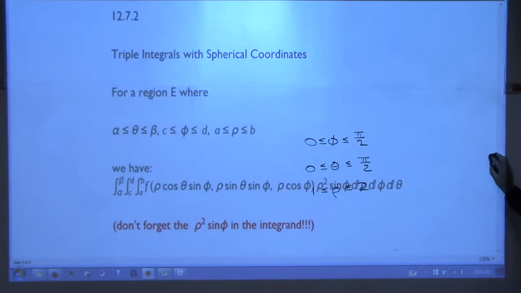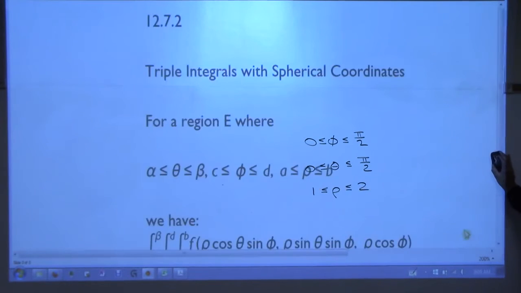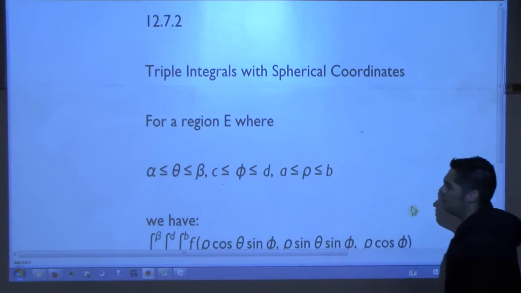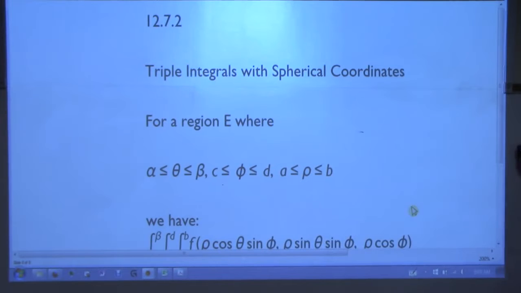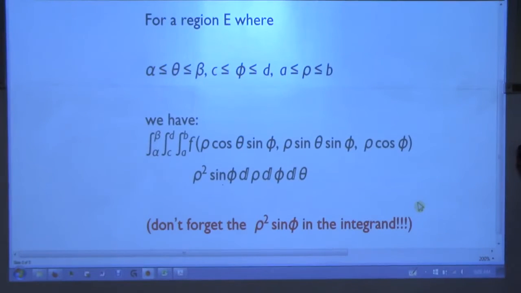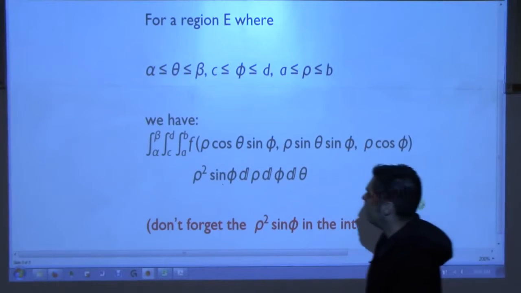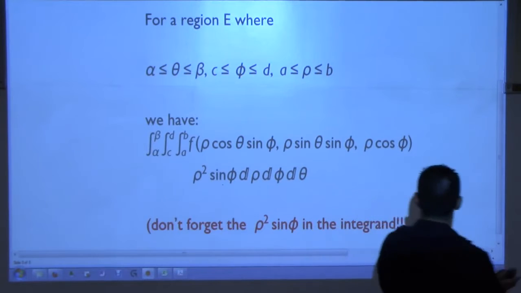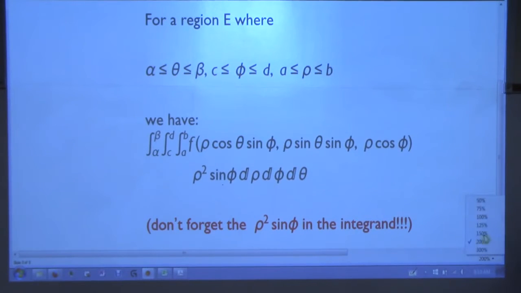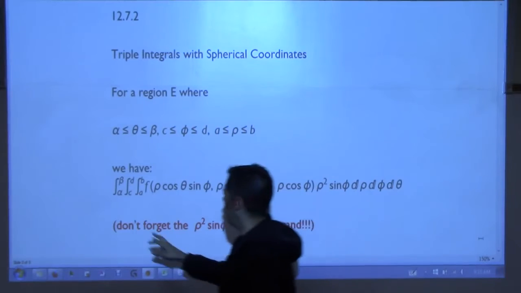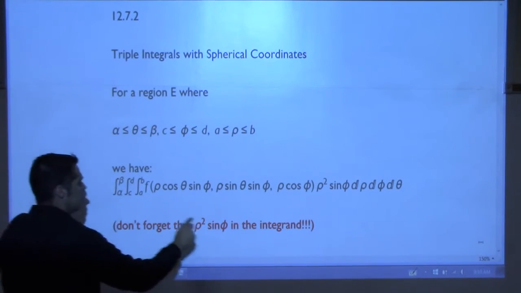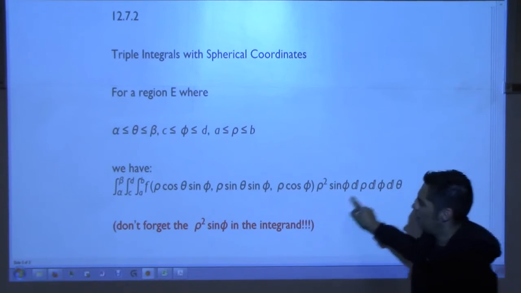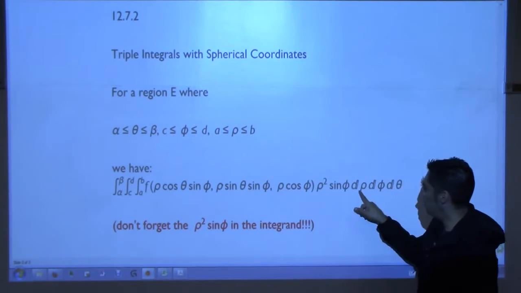All right, now let's talk about the actual setup of the integral. If you have a region E, and you have these restrictions on theta, phi, and rho, then our triple integral will turn into, okay, this is our conversion. It'll go from alpha to beta, and that'll be our restriction on theta. Then it'll go from C to D, and that'll be our restriction on phi. And it'll go from A to B, and that'll be our restriction on rho.